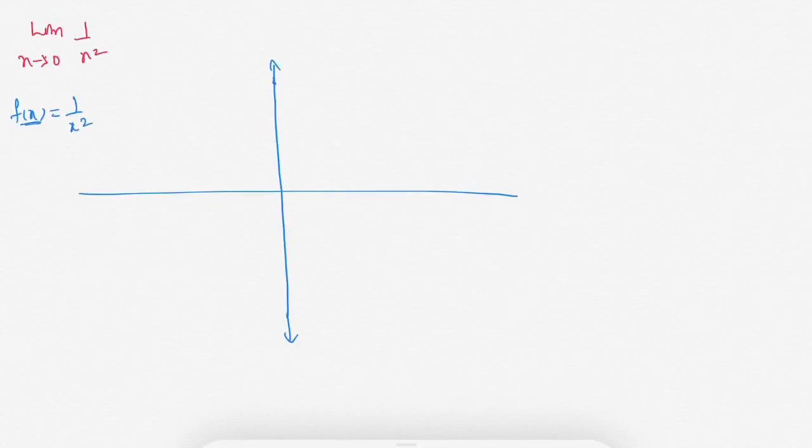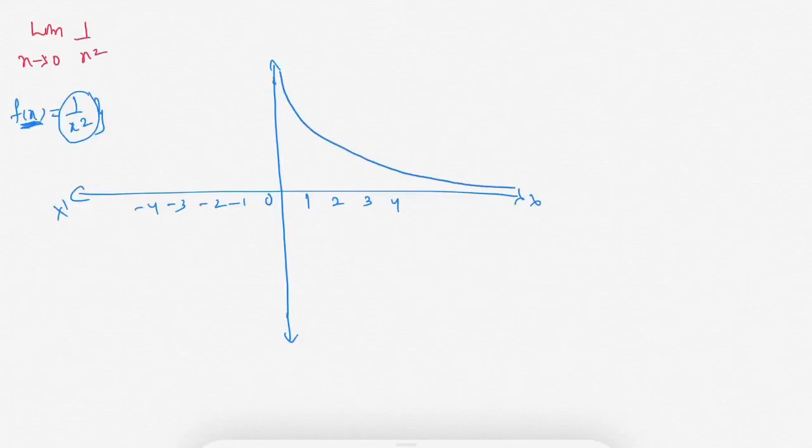Any value you put for x, positive or negative, 1 by x square will always be positive, which means y you are getting positive. If the x value increases, the 1 by x square value decreases, correct or not? So as x value increases, f of x decreases. As the x value decreases, f of x increases, which means the graph will be like this. For a small x value, y will be very large.